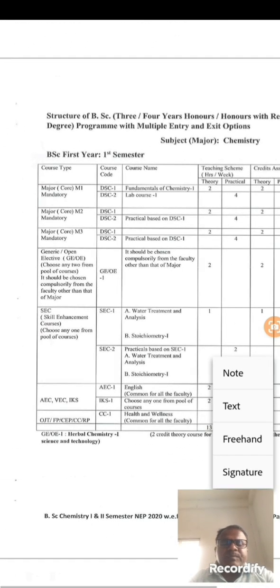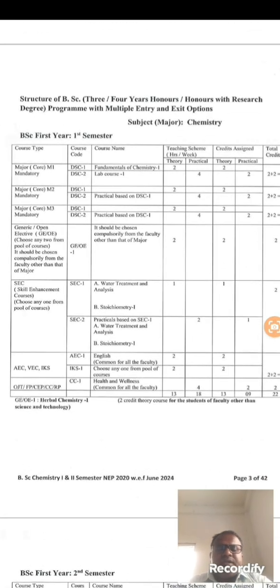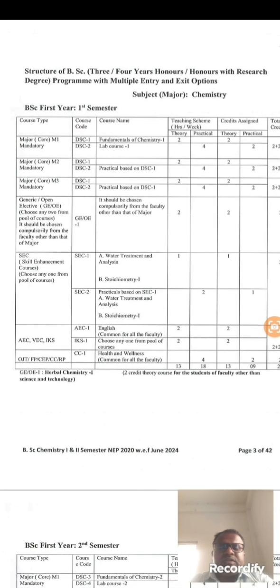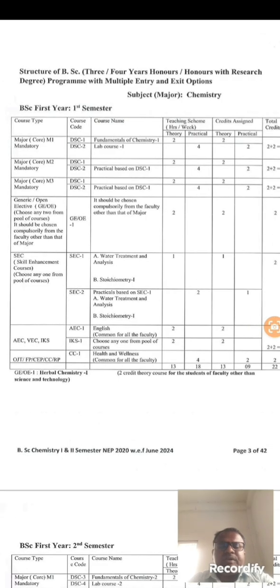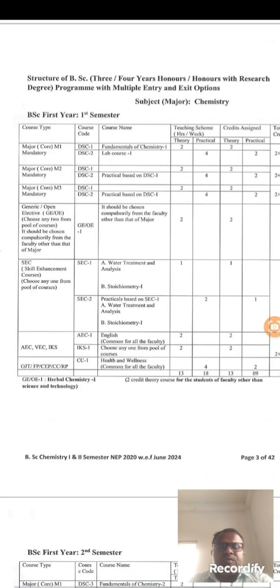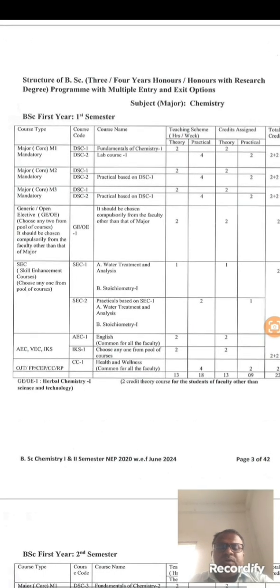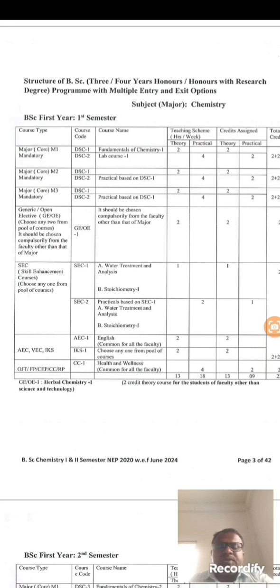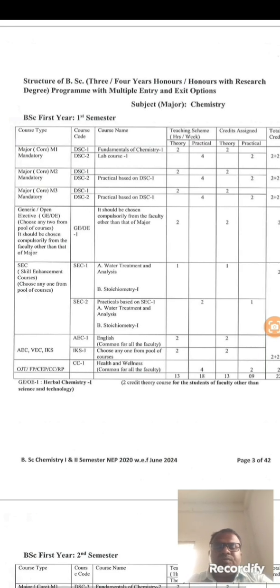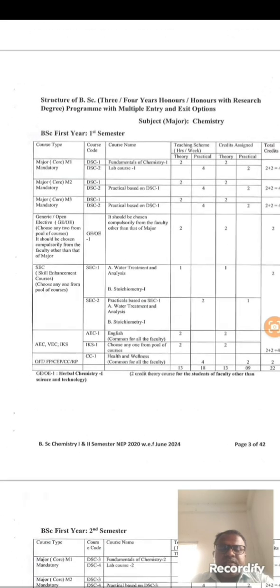Then another paper is the IKS. IKS means the Indian Knowledge System. Here the candidate will choose from the pool of courses. English is common for all the faculties. And the curriculum course, health and wellness, is compulsory and common for all the faculties. This paper also has 30 plus 20 marks.